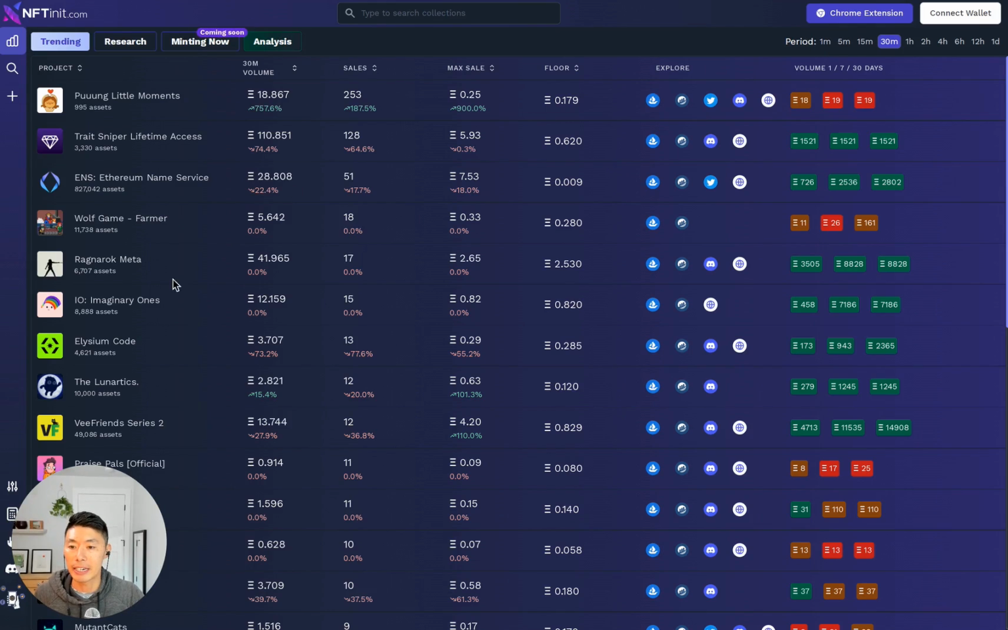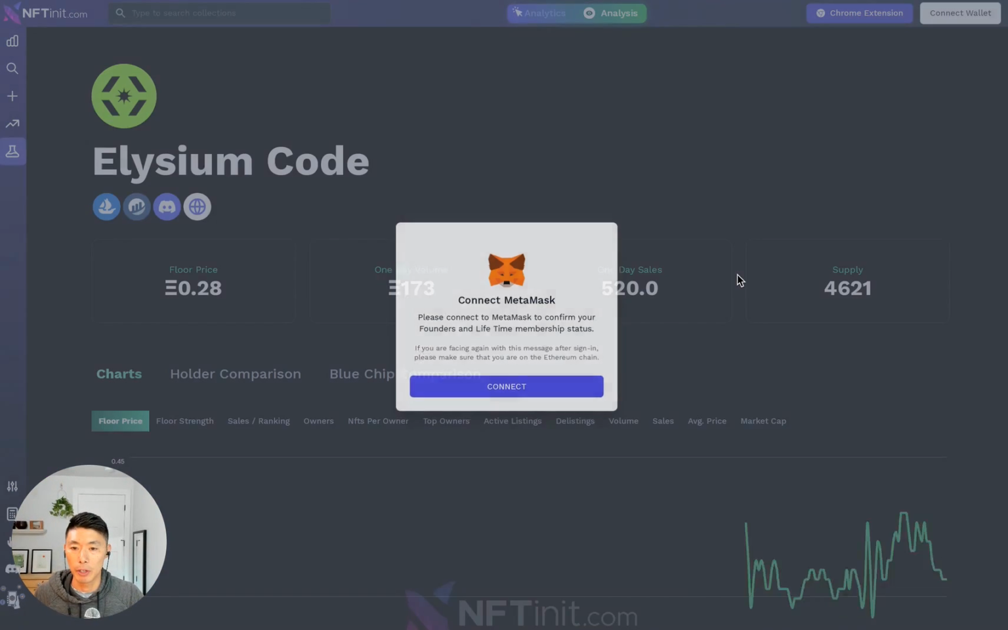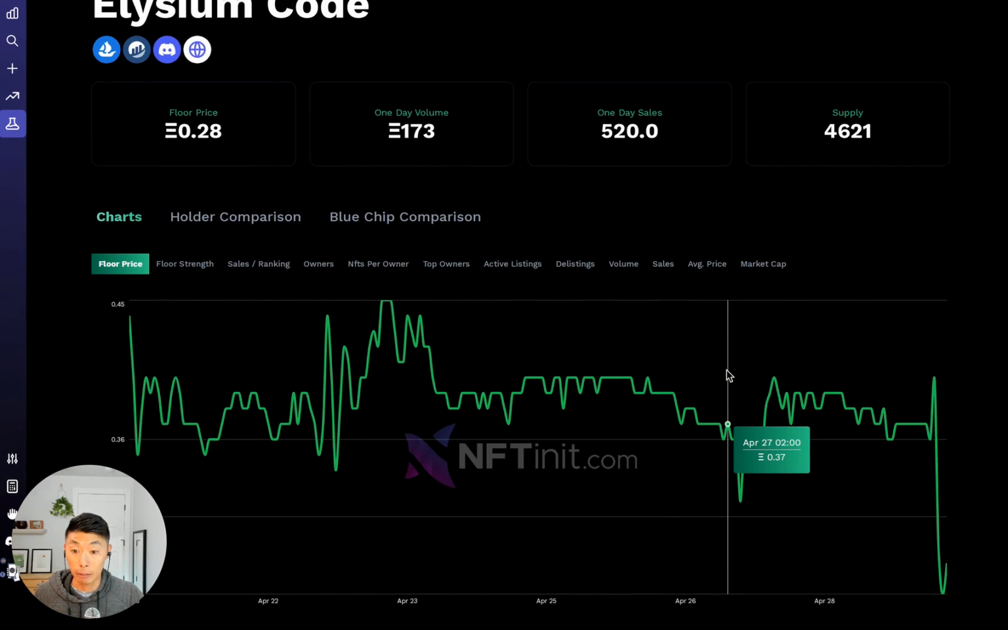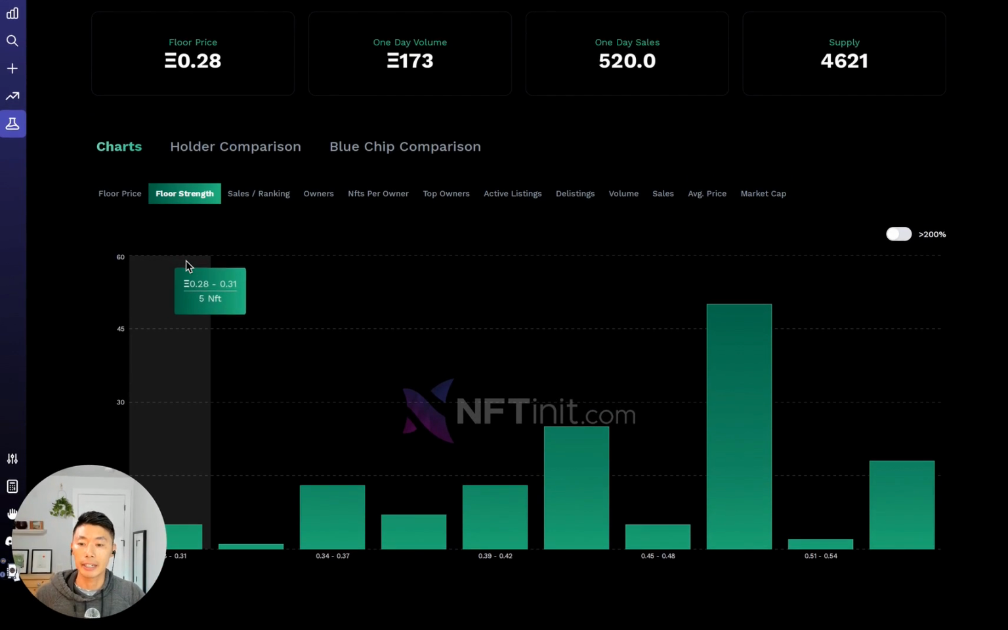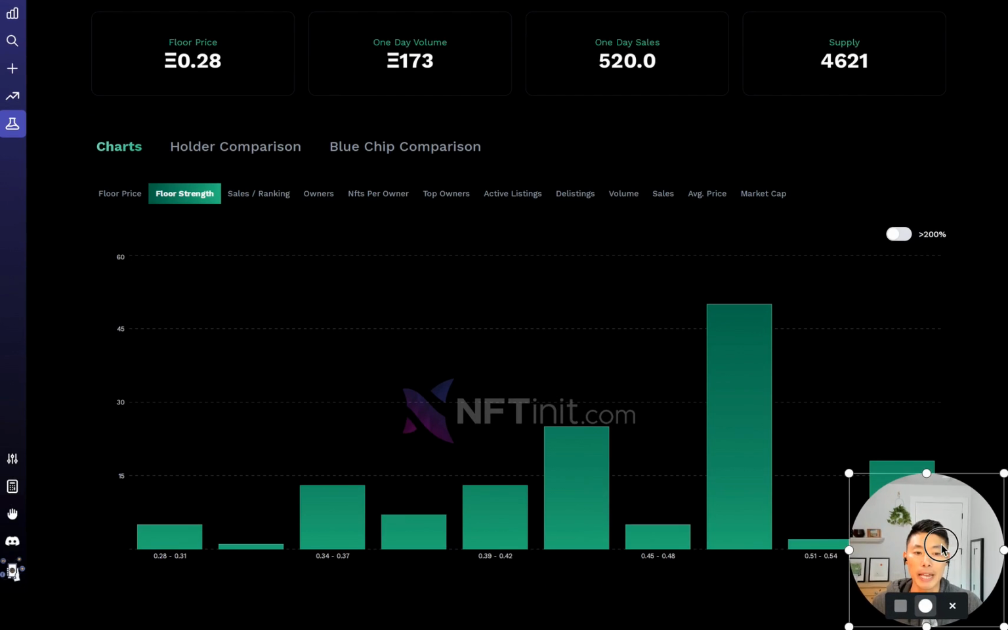Now, I wanted to click into one of these here, Elysium Code. You don't need to connect your wallet here, and you can see the floor price over time. But there are some other things that I think are really interesting. Floor strength. This is the concept of floor strength here. It is basically what the upside potential is. How thick or thin is a floor? Meaning how many people have listed their NFT at the floor price, which can show what the speed is and how hard it can get to increase the floor price.